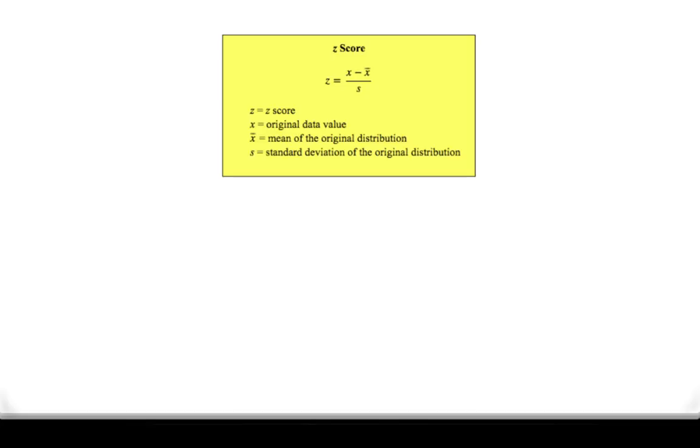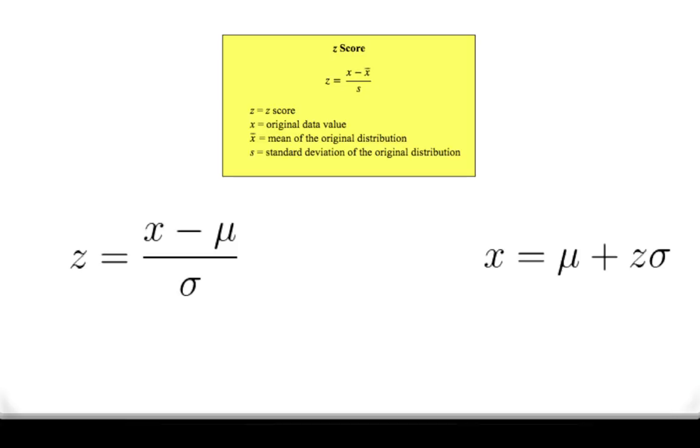This can also be rewritten in terms of population parameters. Here, the mean is changed to mu and the standard deviation is changed to sigma. Note, however, that these are the same formulas. Using a bit of algebra, we could also solve for x. In doing so, we can transform a score on a z-distribution to any other normal distribution with a mean of mu and a standard deviation of sigma.